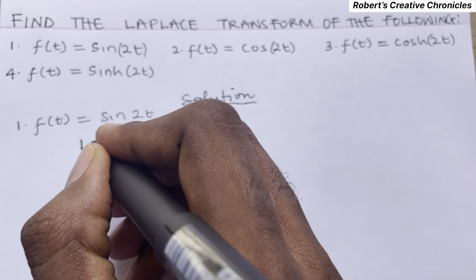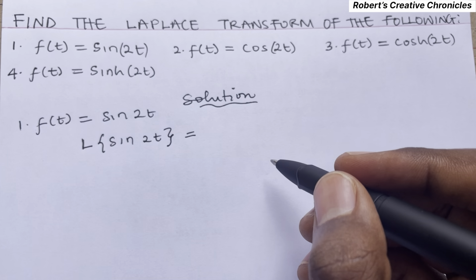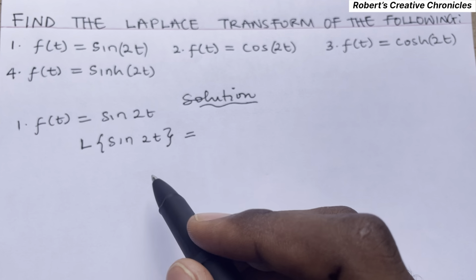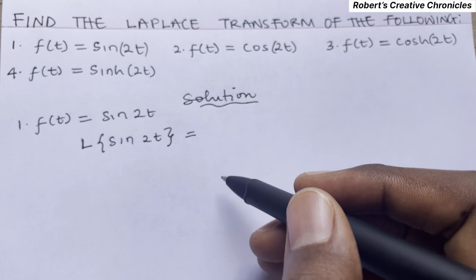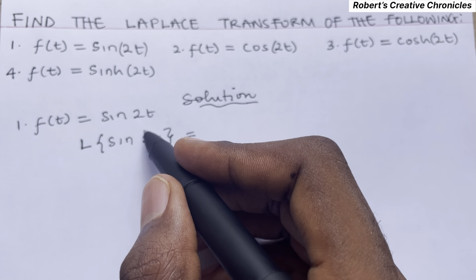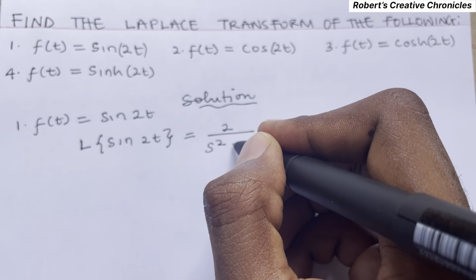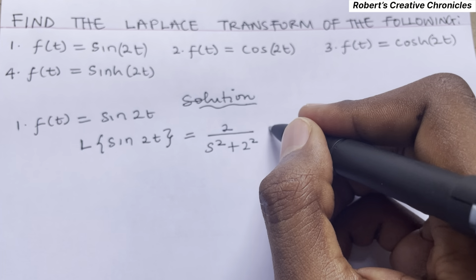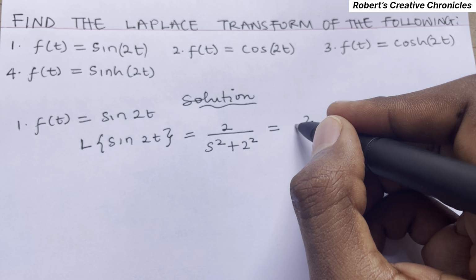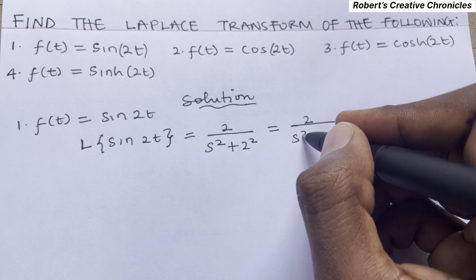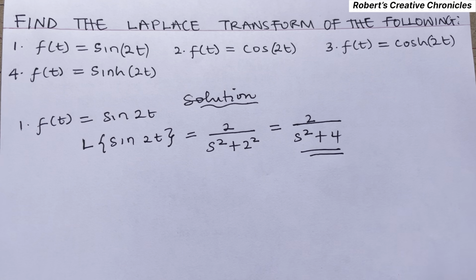So the Laplace transform of sin 2t is what? The Laplace transform of sin nt is n over s squared plus n squared. And what is n? n is the one here, which is 2. So it's 2 over s squared plus n squared, which is 2 squared, so this is 2 over s squared plus 4. This is the Laplace transform of this function. You see, short and simple.